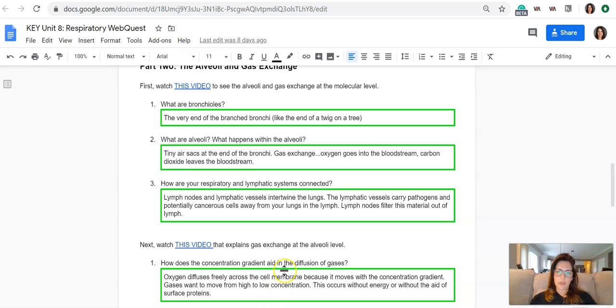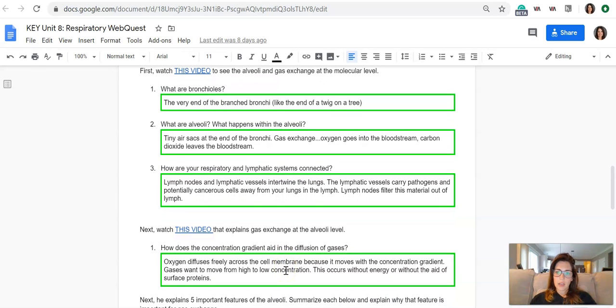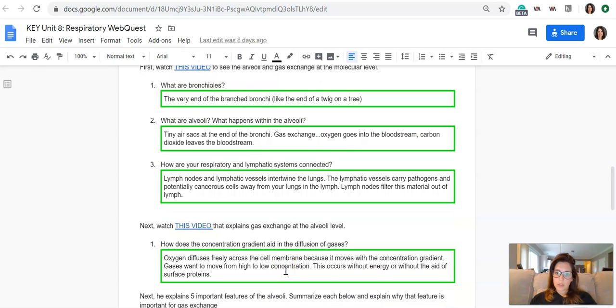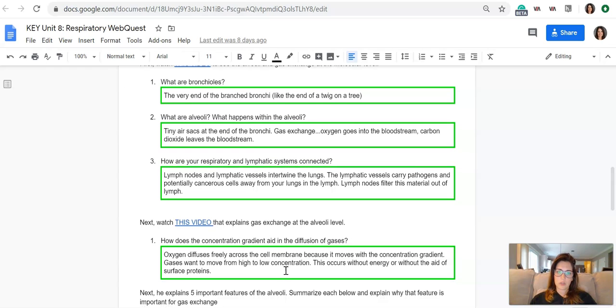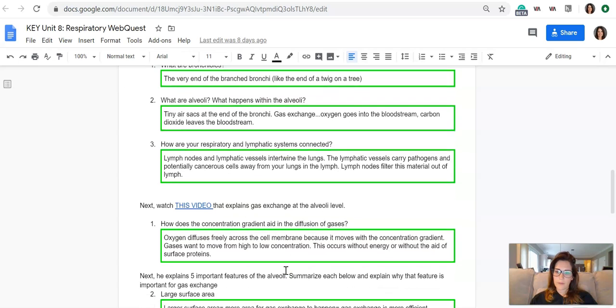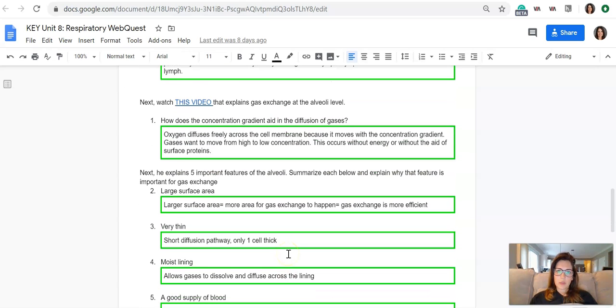How are your respiratory and lymphatic systems connected? Lymph nodes and lymphatic vessels intertwine in the lungs. The lymphatic vessels carry pathogens and potentially cancerous cells away from your lungs in the lymph, which is kind of like the blood of the lymphatic system. And lymph nodes filter this material out of your lymph. The video explaining gas exchange.